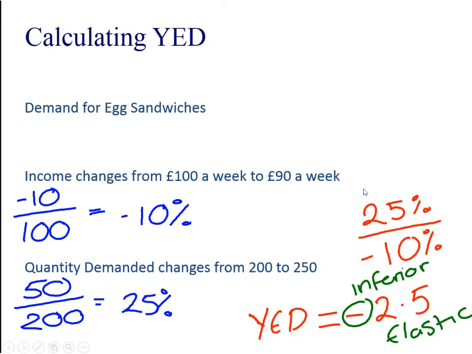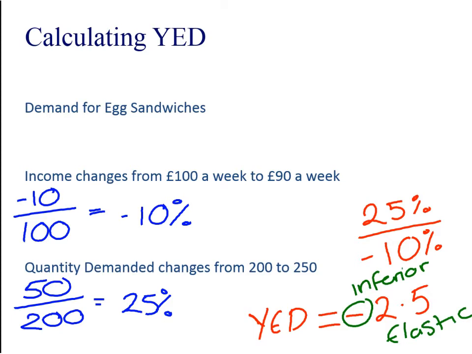So when we put those figures in, 25% over minus 10%, we're going to get a YED figure of minus 2.5. Now, just as with PED, if anything starts with a number greater than one, regardless of whether it's negative or positive, that means it's elastic. So that means that the quantity demanded is sensitive to a change in income. Now, whereas with PED, I said they'll always come out negative, so you can either put the negative on or you don't need to put the negative on, it really doesn't make a difference.